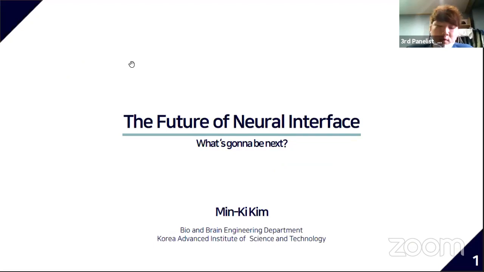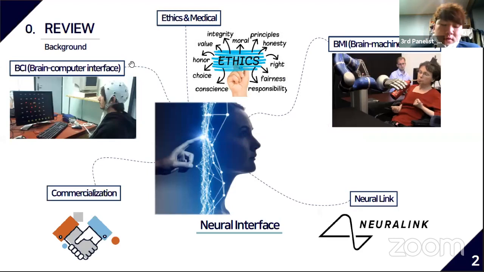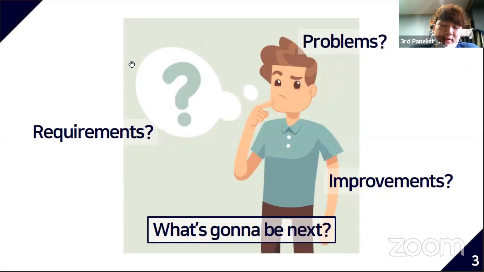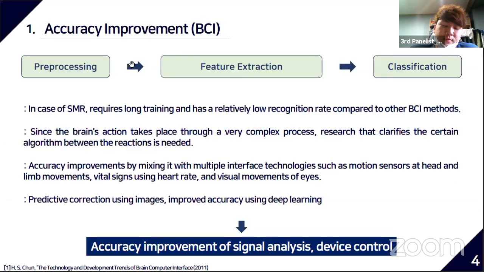Hey, good afternoon. I am the third panelist of our group and I study biosensors under Professor Yongho Cho. Here I will simply talk about the future of the neural interface. So far, we have explored neural interfaces by looking at the definition of neural interfaces, what they are, commercialization possibilities, and moral issues. This time, I will briefly introduce the problems and requirements to see what improvements may appear in the future. Starting with accuracy improvements.